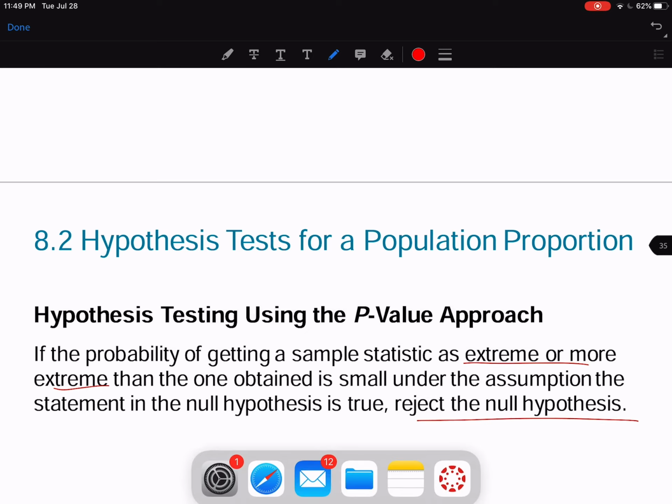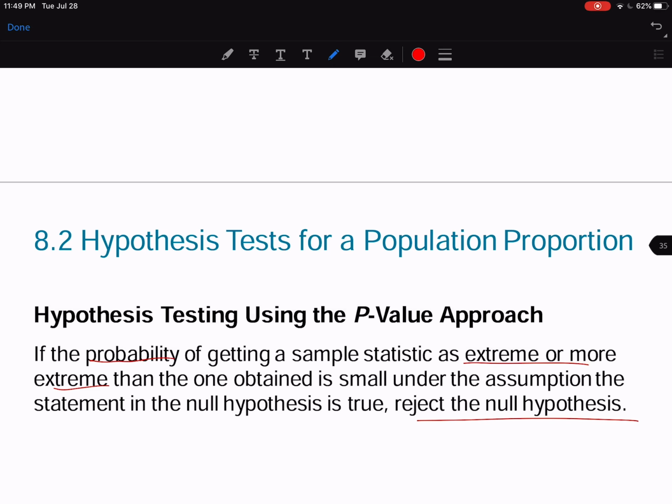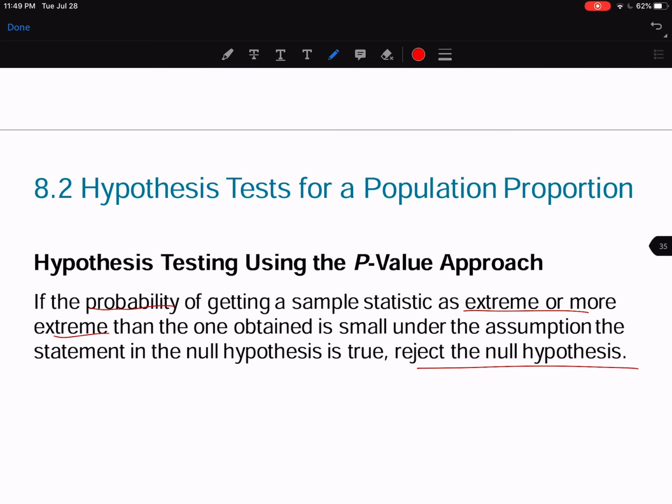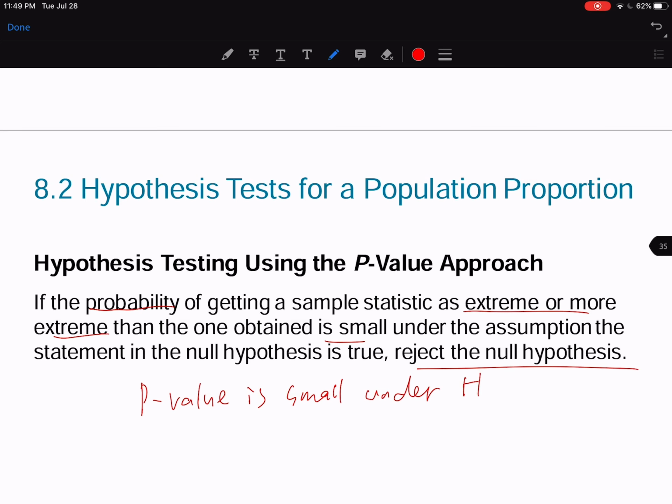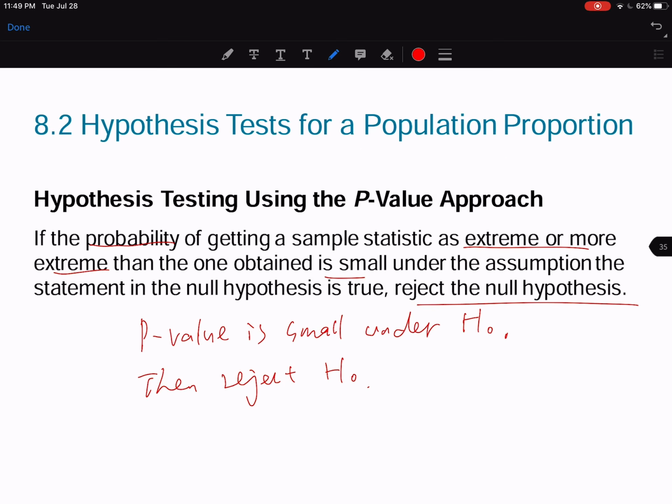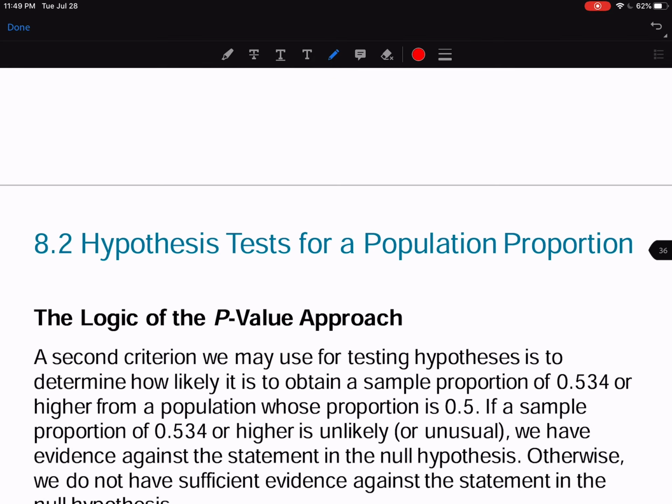So what does it mean? This probability we're talking about here is called the p-value, right? So it means if this p-value is small under the null hypothesis, then reject the null hypothesis. Okay, so that's what it's saying here. If the p-value is small enough under the null hypothesis, then we're going to reject the null hypothesis. Why is that? Let's go back to this normal curve over here.